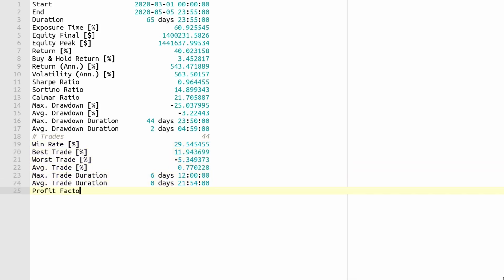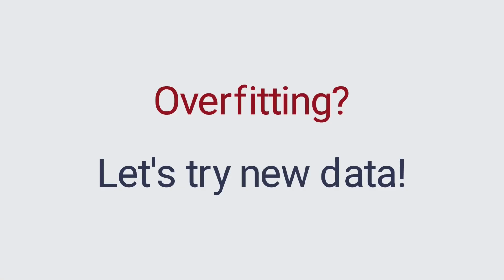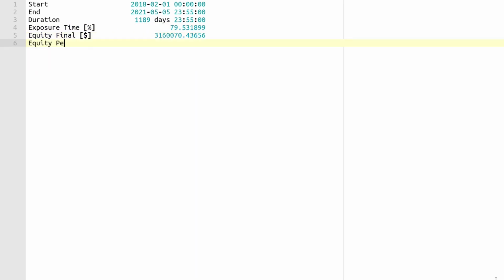From February 1st, 2018 to May 5th, 2021. If you're wondering why I picked these dates, it's because that's the data I have. Here's what the results look like. Well, at least we're not losing money.